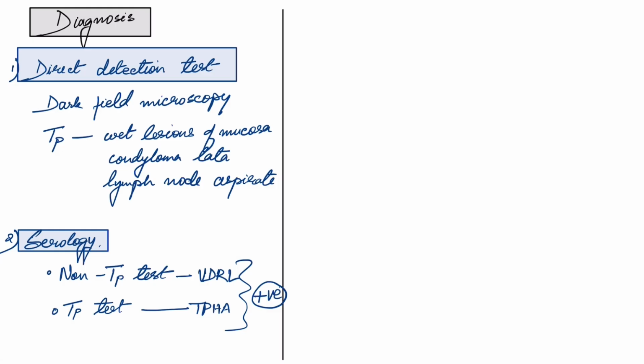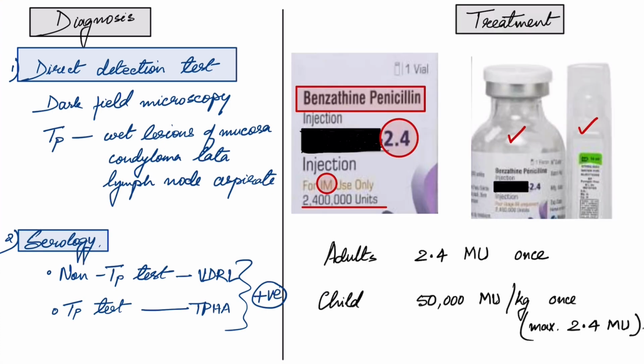The VDRL, RPR and the TPHA are always positive in secondary syphilis. The primary syphilis, the secondary syphilis, and the early latent syphilis all have the same dose of treatment, benzathine penicillin 2.4 million units, a single dose IM.